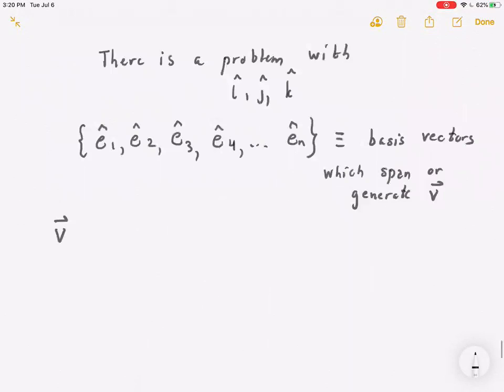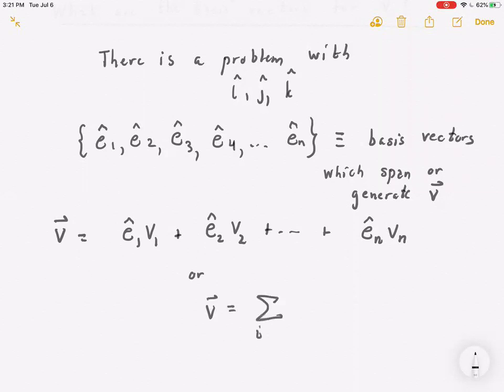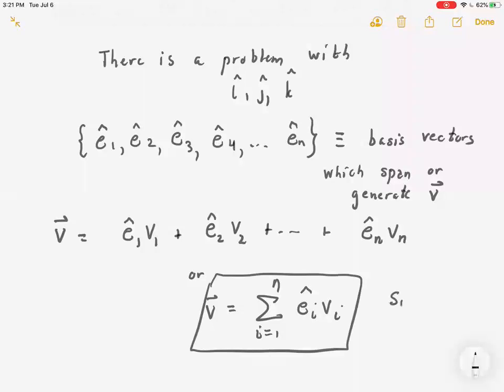So I could write down any vector v. But remember now, a vector is a creature that has magnitude and direction. The direction is given by the basis vector, and the magnitude is just the component. So e hat 1 times v sub 1, e hat 2 times v sub 2, and this goes on to e hat sub n times v sub n. And, you know, why make things complicated? Sigma notation allows you to write this in a much more succinct form.